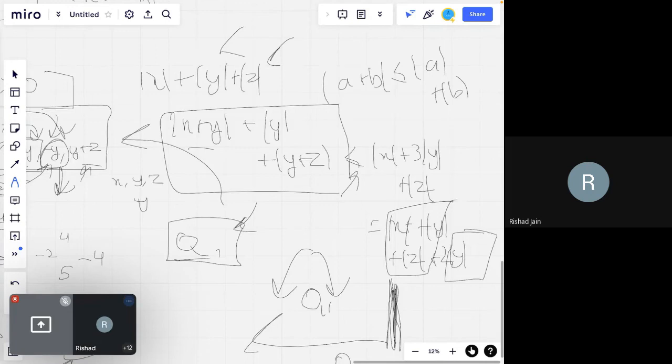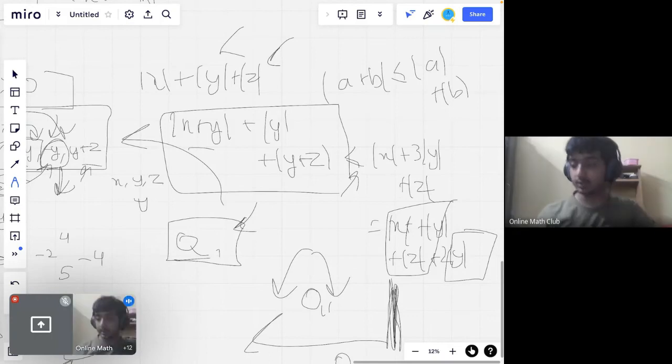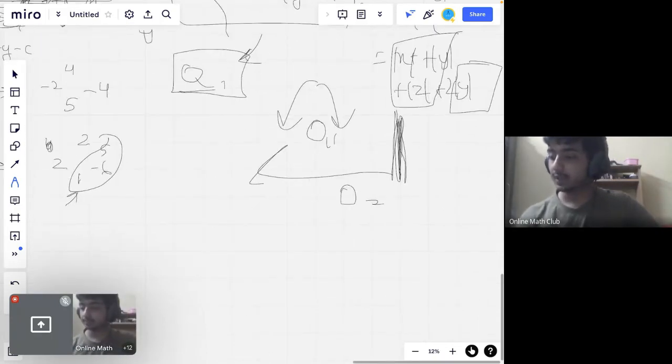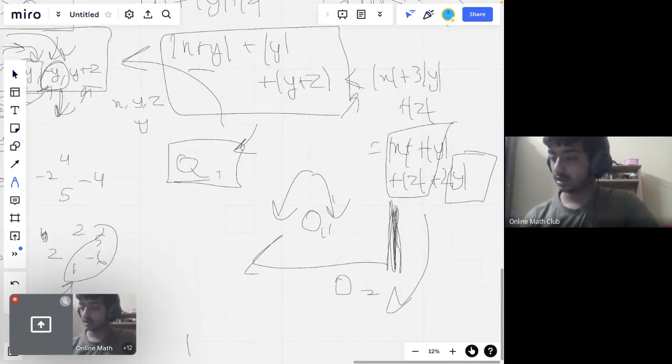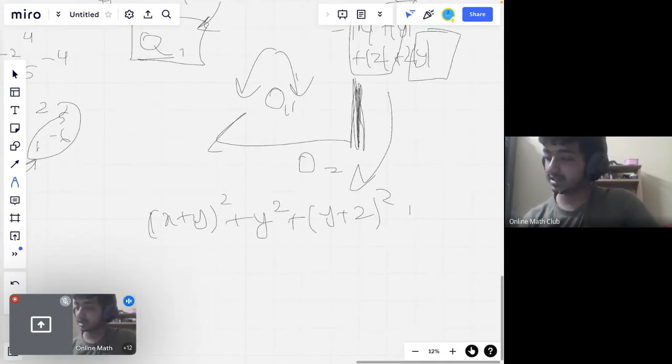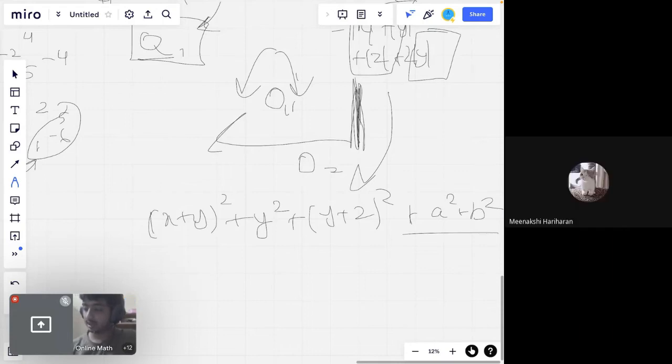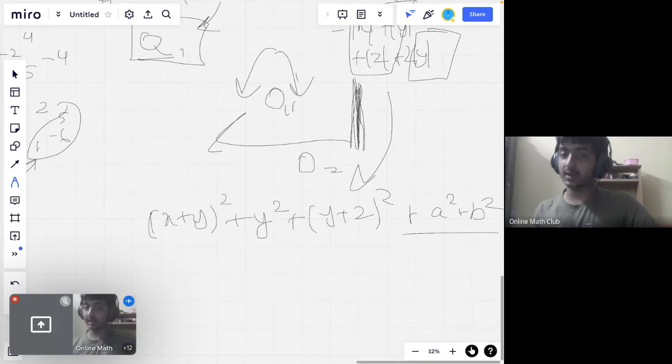Sigma of x is greater than zero. We want to make it useful. Whenever we try mod, we can similarly try the squares: x plus y squared plus y plus z squared. I'm also adding a squared plus b squared, but because a squared and b squared don't change, I can just ignore them. Why are you squaring them? I'm just considering quantities. We're trying to invent quantities.